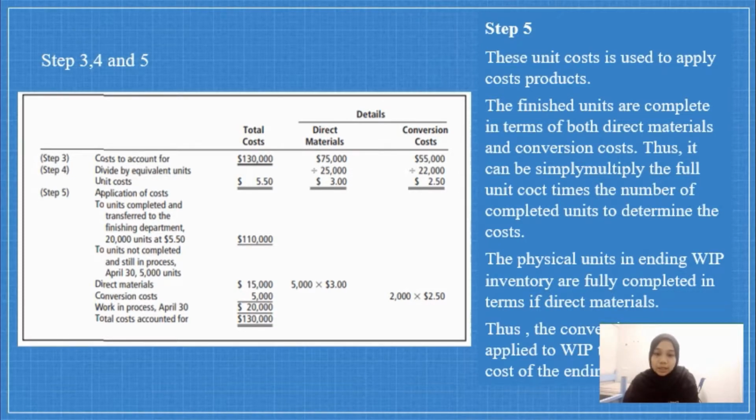The finished units are complete in terms of both direct materials and conversion costs. Thus, we can simply multiply the full unit cost times the number of completed units to determine the cost. The physical units in ending work in process inventory are fully completed in terms of direct materials. Thus, the conversion cost is applied to work in process to obtain the total cost of ending inventory.